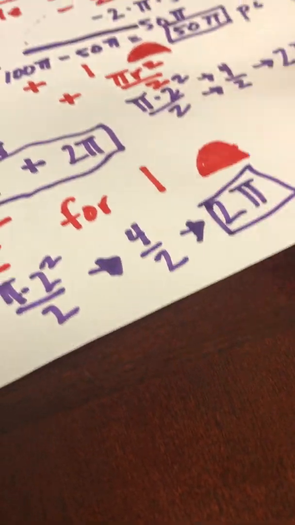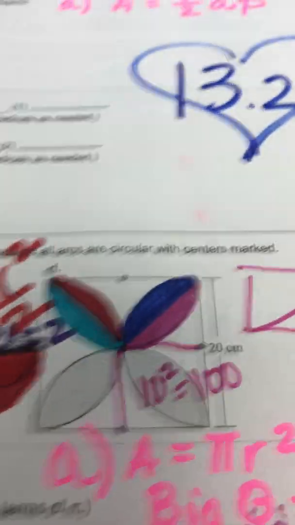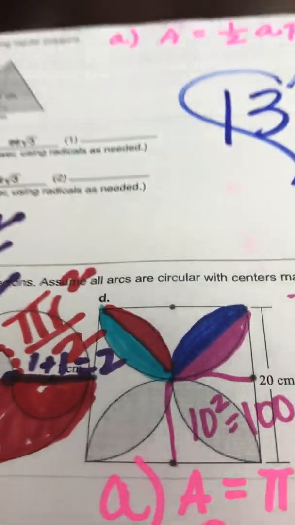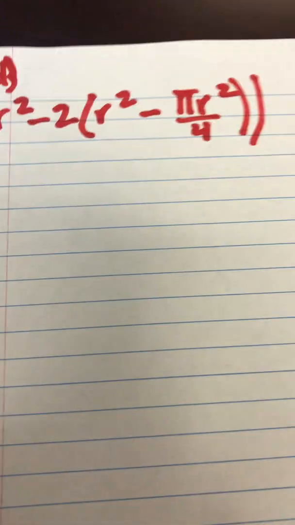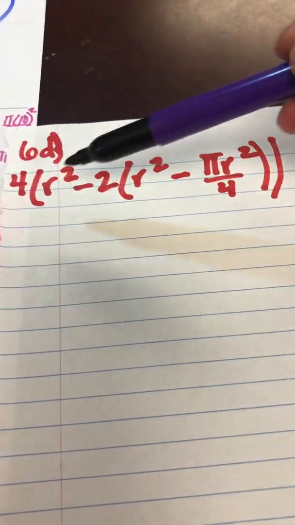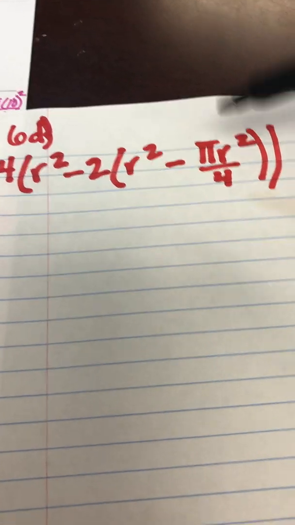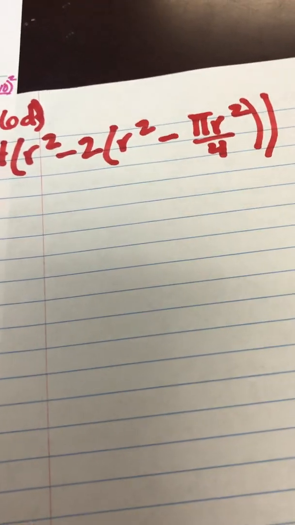Okay, the last one, this D, I think is too complicated to explain, and it's not going to be on the test. So I'm just going to tell you it's this formula: 4 parentheses r squared minus 2 parentheses r squared minus pi r squared over 4. I just took that MathXL and made it into one big formula.